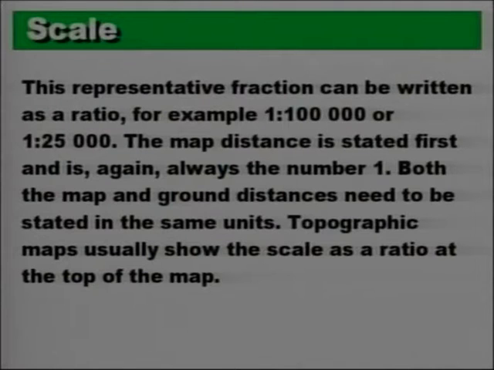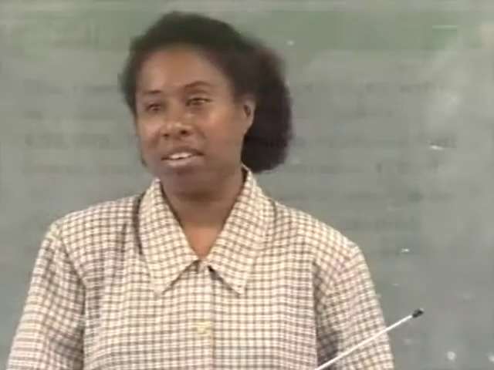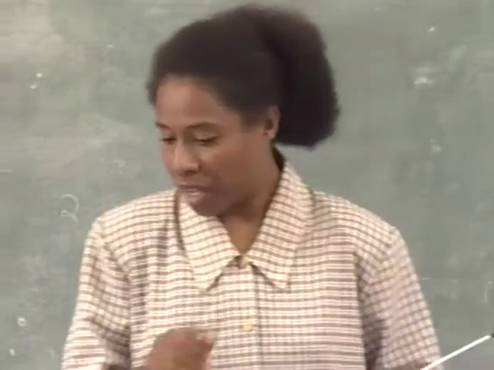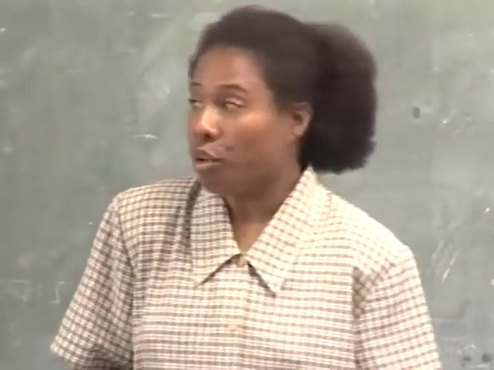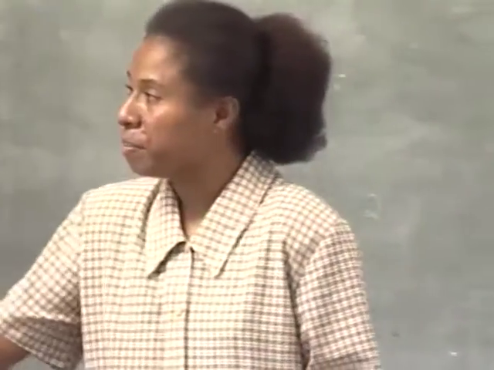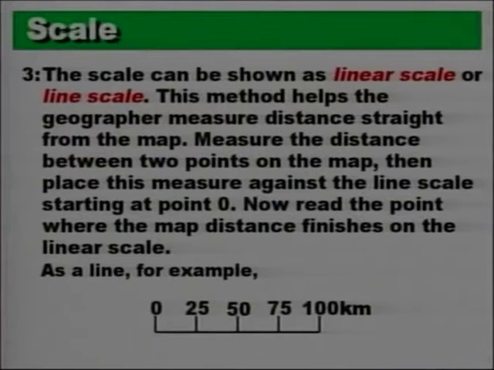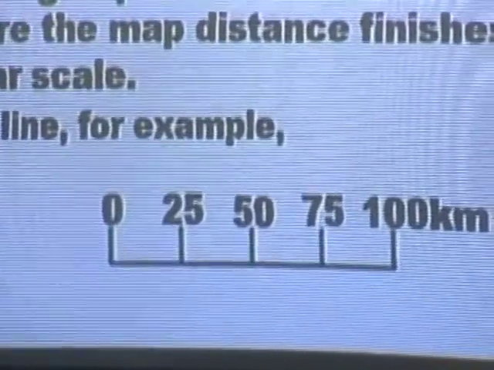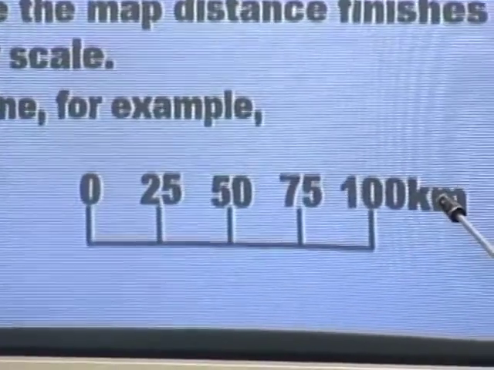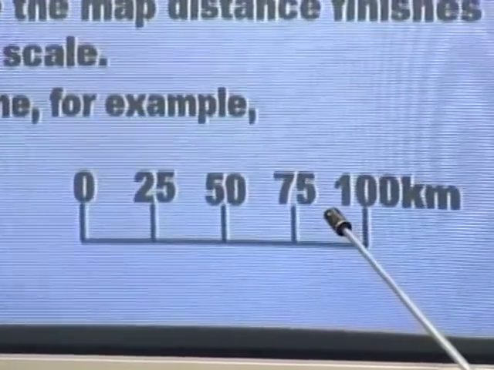So far, we've looked at two ways in which scales can be written or put on maps. The third way in which scales can be drawn or put on maps would be in the form of a line scale or a linear scale. Here, when you look at the map, you will see a line drawn, and the line is drawn to scale. So what you do is pick a piece of paper or use your ruler, measure the distance between the 2 points, and then put it against the linear scale, and then you are able to tell the distance.